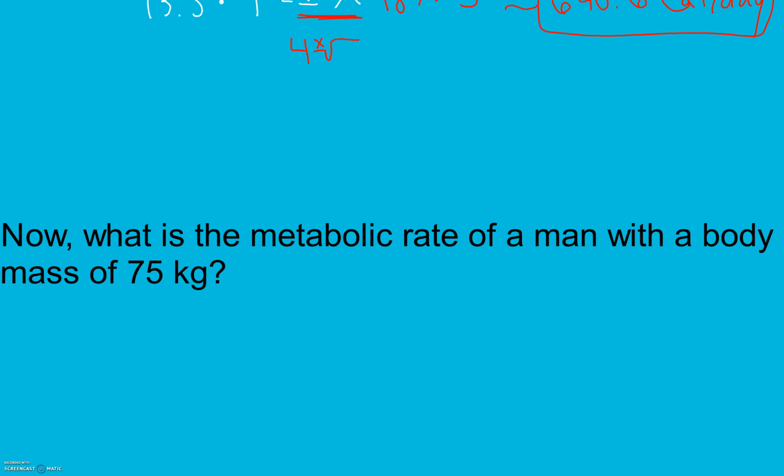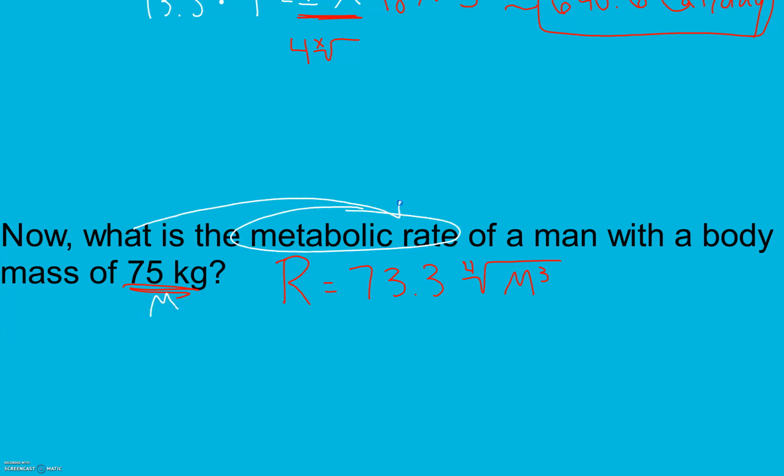Remember that our formula is R equals 73.3 times the fourth root of m cubed. So body mass is 75 kilograms. We're going to plug that in for m. And we are looking for the rate. What is the rate? Rate is R. So 75 cubed.